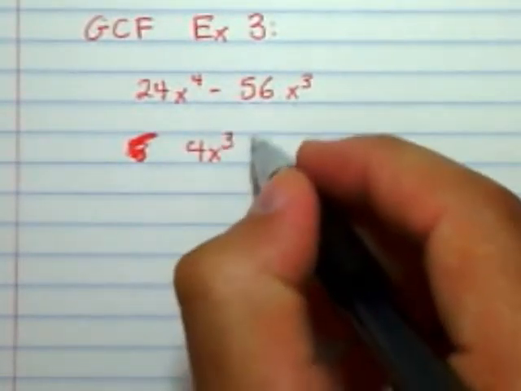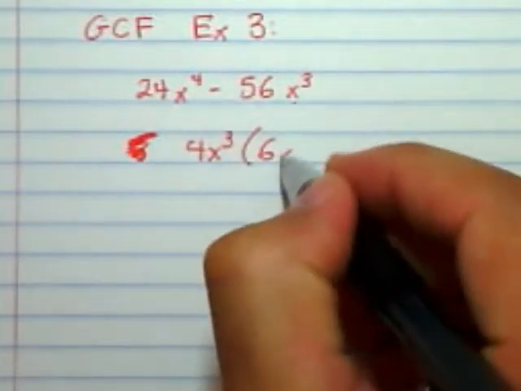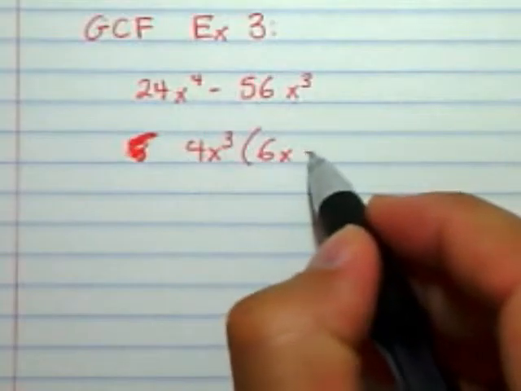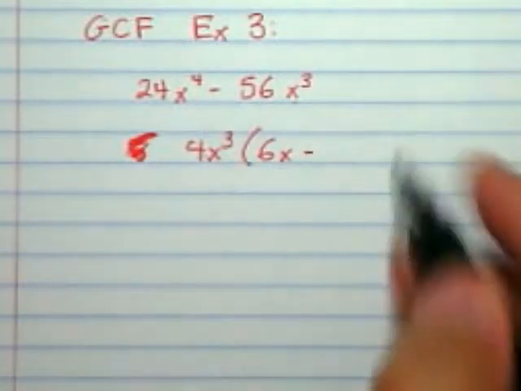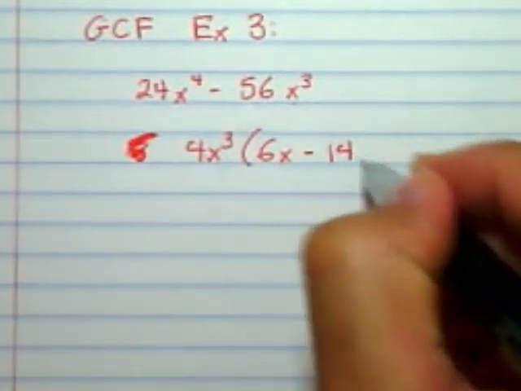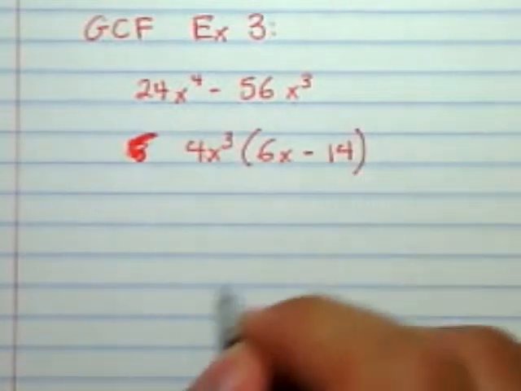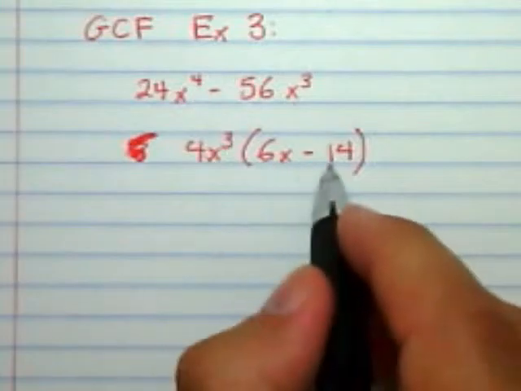Well, 24 divided by 4 is 6. x to the fourth divided by x to the third is x. And then minus, let's see here, we have our minus. 56 divided by 4 is 14. x to the third divided by x to the third is just 1. Now what do we have here?